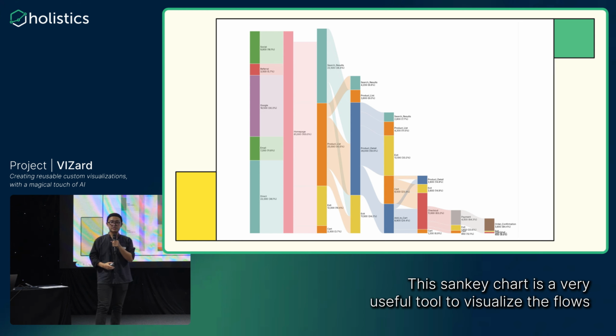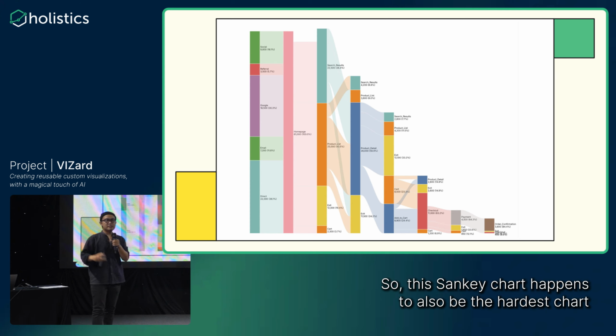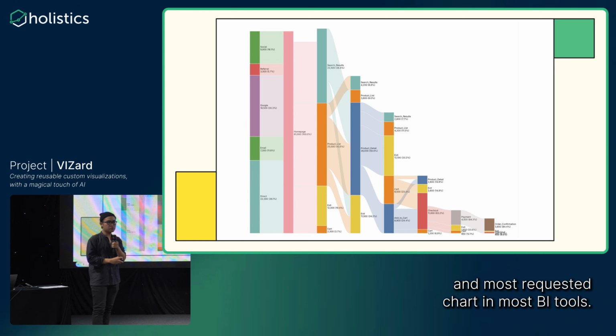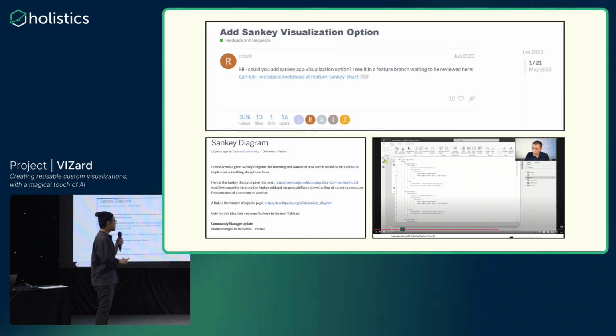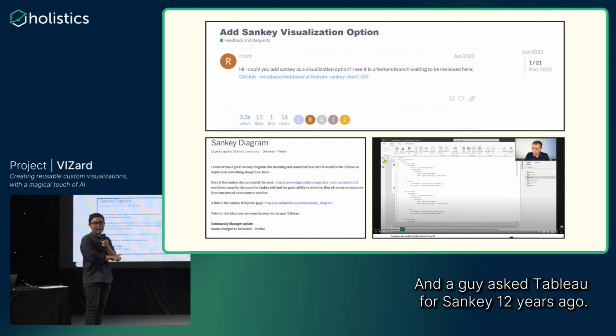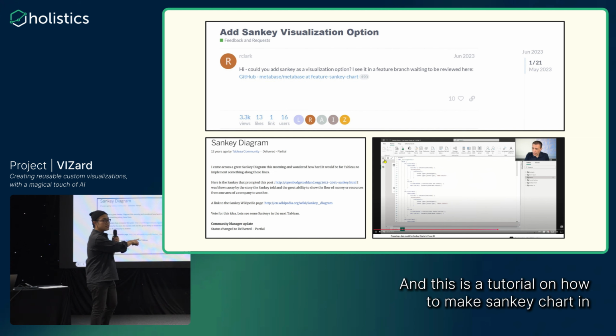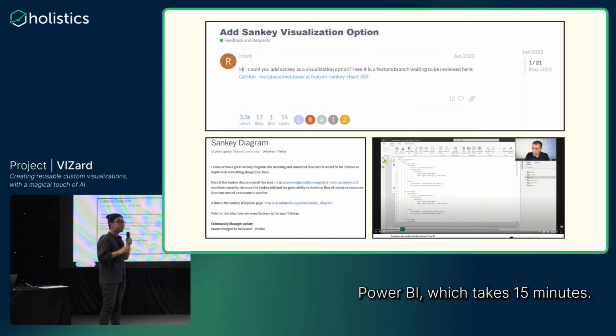So this Sankey chart is a very useful tool to visualize flows and diagrams. It happens to also be the hardest and most requested chart in most BI tools. Metabase hasn't supported it. A guy asked Tableau for Sankey 12 years ago, and they just recently released a version of it. And this is a tutorial on how to make a Sankey chart in Power BI, which takes 15 minutes, and it's not easy.